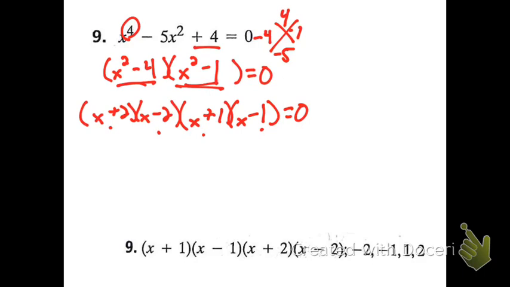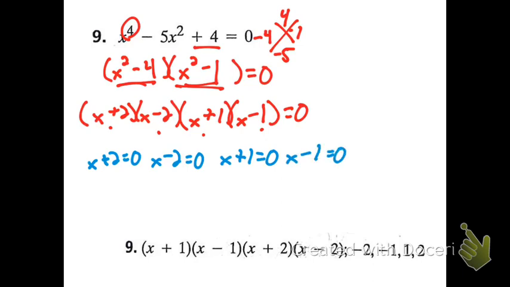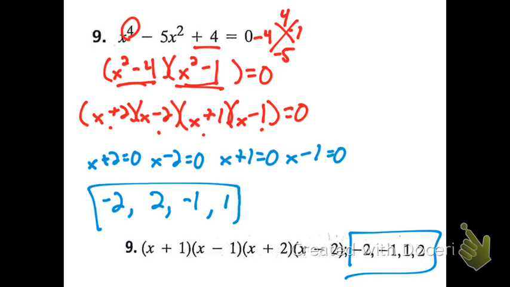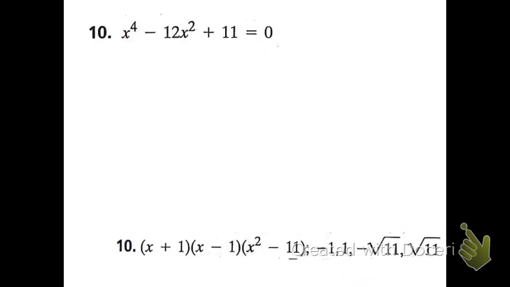So I get x plus 2 equals 0, x minus 2 equals 0, x plus 1 equals 0, and x minus 1 equals 0. So I get my solutions of negative 2, 2, negative 1, and 1. And for those of you thinking, well, it's not the same order, it doesn't have to be. These are the 4 solutions. All right, so now we are going to number 11.